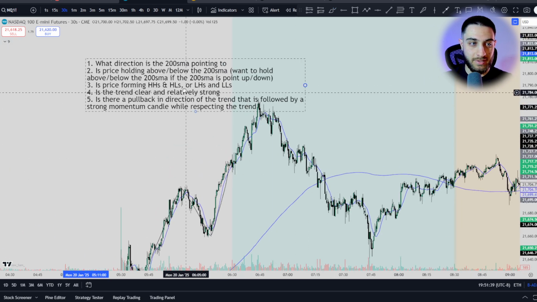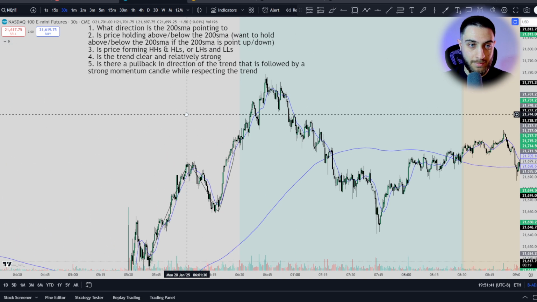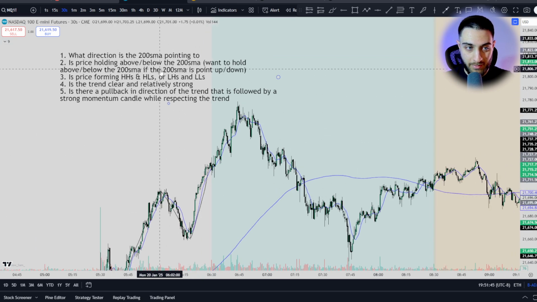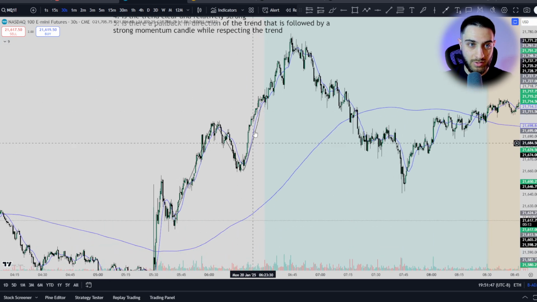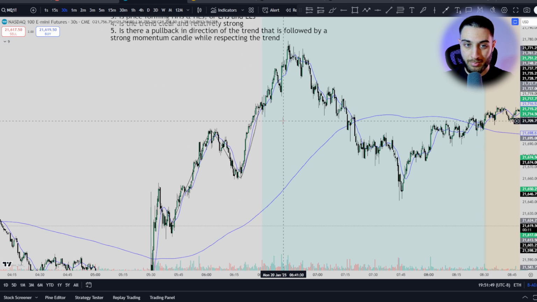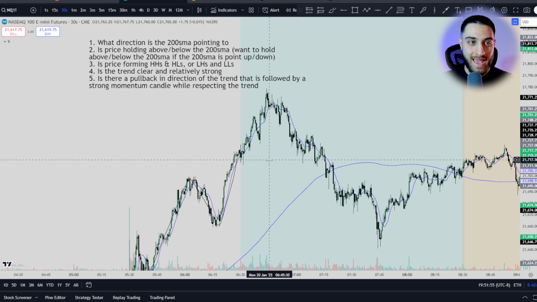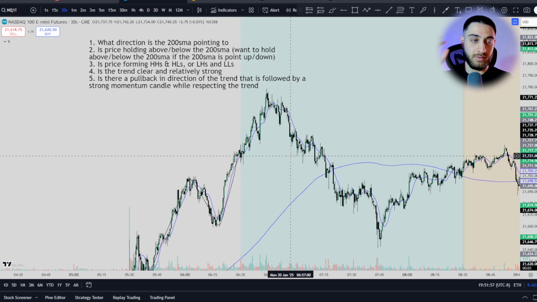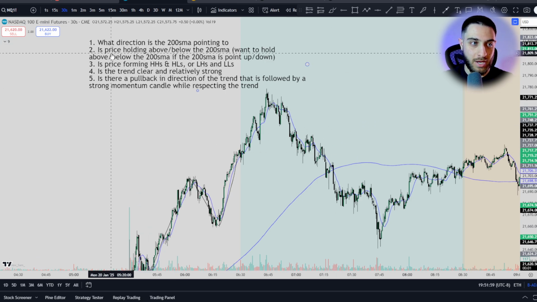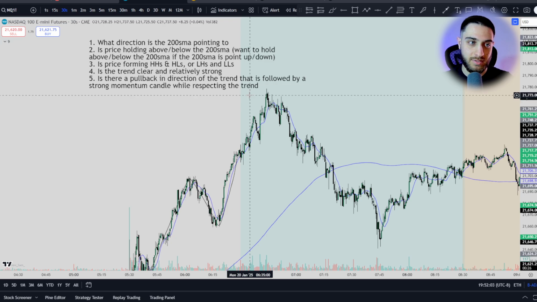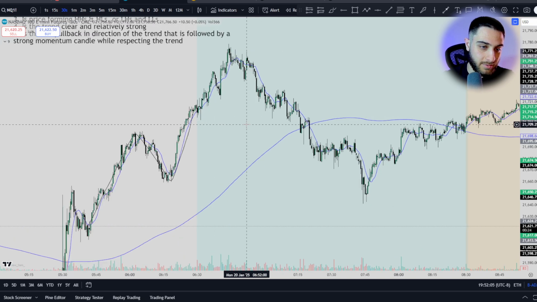So let's go back to our list. What is the direction of the 200 SMA pointing to? To the upside. We want all of this to align. Is price holding below the 200 SMA? It is holding above it, and that's what we want to see when the 200 SMA is pointing to the upside. So the 200 SMA is pointing to the upside, and price is holding above it. That's already good. I wish I could put check markers so we could checkbox it, because that would help a lot for visualizing entries. Is price forming higher highs and higher lows?